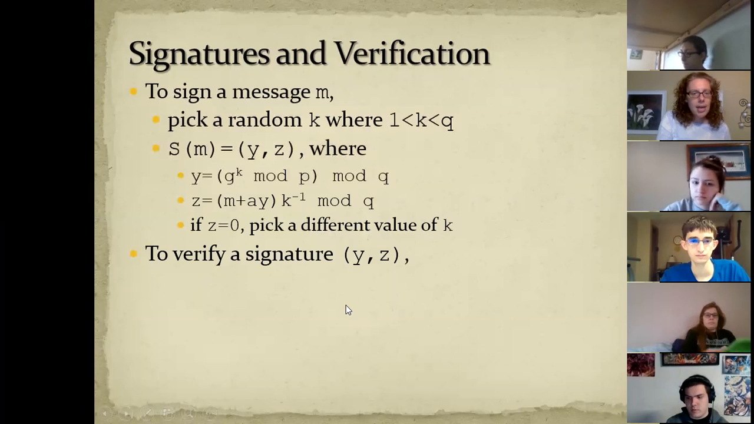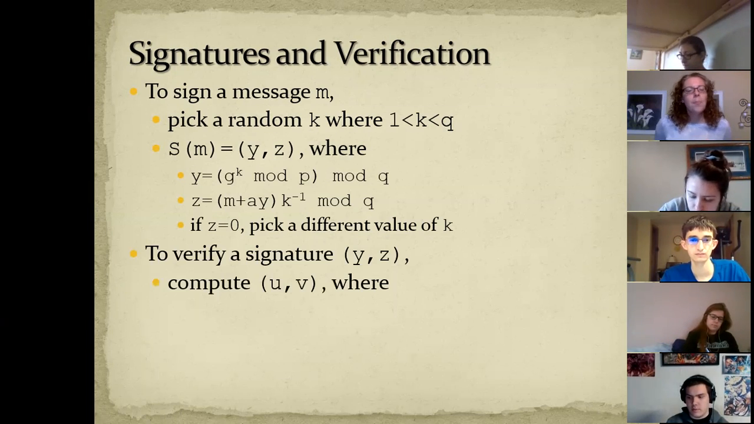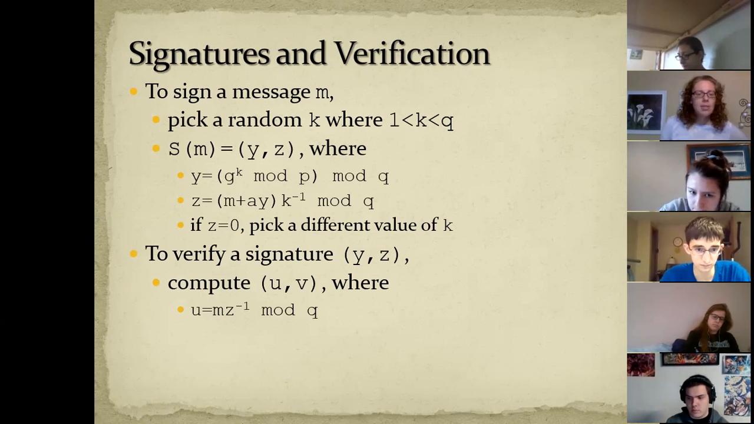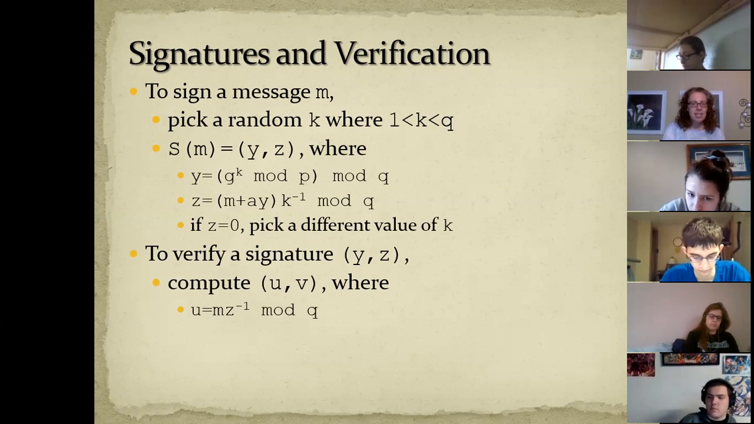Okay, so let's go back to the PowerPoint and talk about how we verify a message. We just talked about how to sign a message. Here's how you verify a signature. Here's your process, and then we are going to walk through this on Perry. We're going to compute another ordered pair, U comma V. And U is going to be M times Z inverse mod Q.